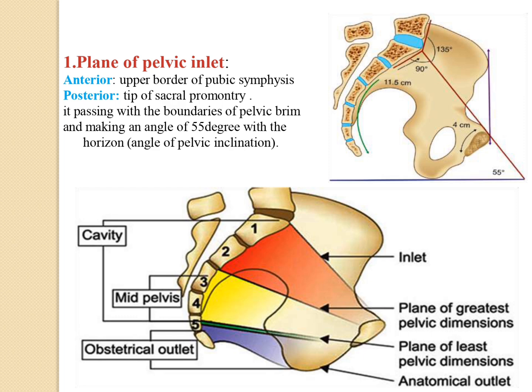Plane of pelvic inlet is an imaginary flat surface which is bounded by bony points. Anteriorly, it is bounded by upper border of pubic symphysis and posteriorly, plane of pelvic inlet is bounded by bony part that is tip of sacral promontory. This imaginary line of plane of pelvic inlet passes along the boundaries of pelvic brim and makes an angle of inclination with the horizon that is 55 degrees. Second image is self-explanatory for the boundaries of each plane of pelvis.